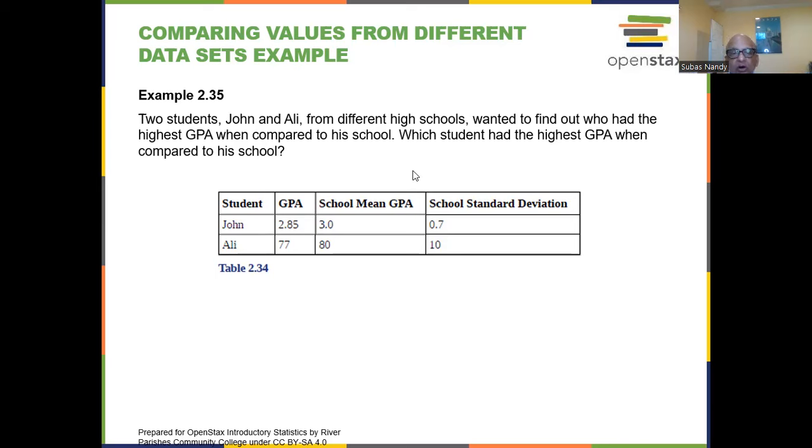And what about for the other? It is 77 minus 80, which is minus 3. Divide that by 10, and it's minus 0.3. So that means a score of 77 is 0.3 standard deviation below the mean. Since the first one is only 0.2 standard deviation below the mean, the first GPA is much better, whereas 77 is 0.3 standard deviation below the mean. The more negative a number is, the farther it is away from zero.